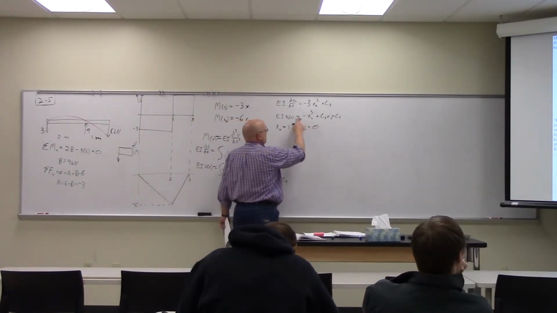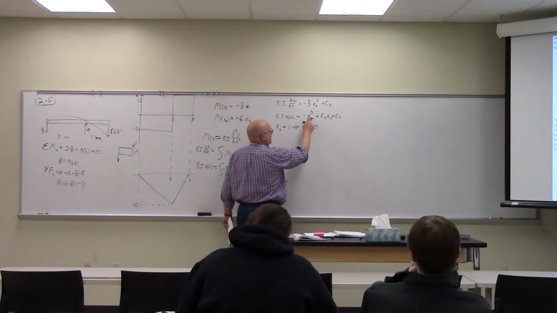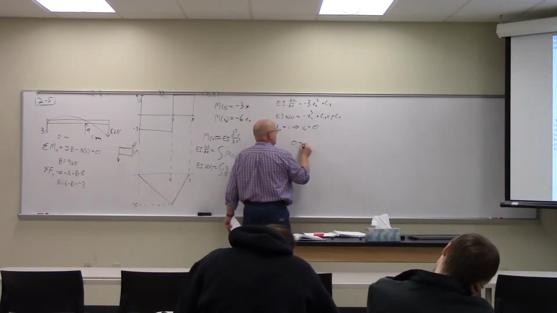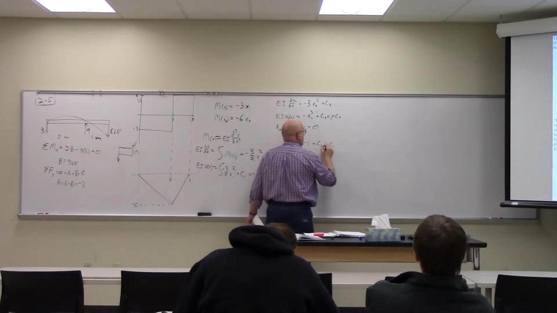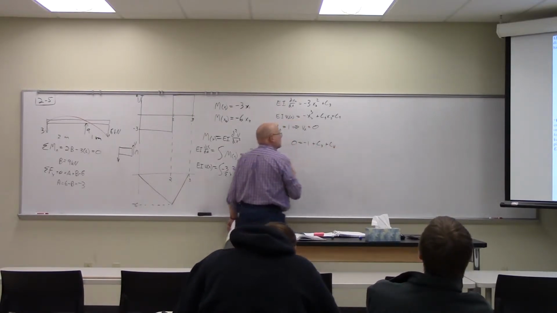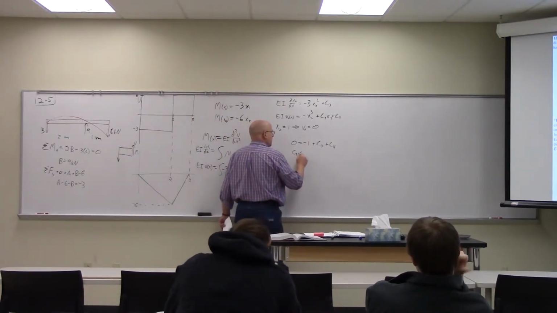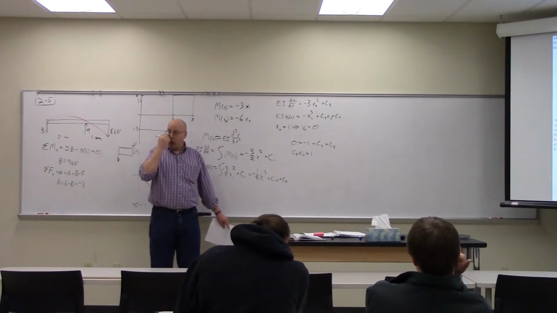Okay, so now I know that this is equal to 0 at x equals 1. So if I plug in 1, then I get 0 equals minus 1 plus C3 plus C4. So all I know then is that C3 plus C4 is equal to 1. But I don't know what C3 and C4 are. I need another boundary condition.